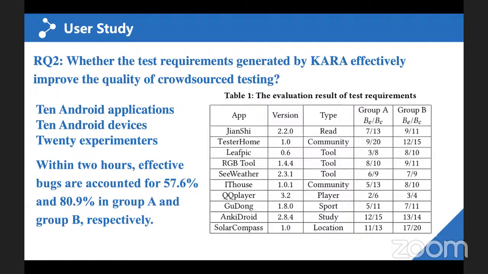Within 2 hours, effective bugs would account for 57.6% and 18.9% in Group A and Group B, respectively. We can find that the test requirements generated by Kara can effectively improve the quality of crowdsourced testing.